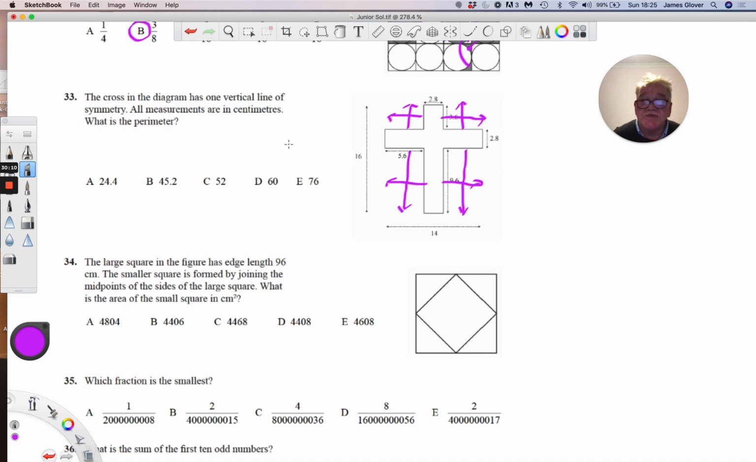So what is the perimeter? Twice 16 is 32, twice 14 is 28. Add these 2 numbers together to get 60.